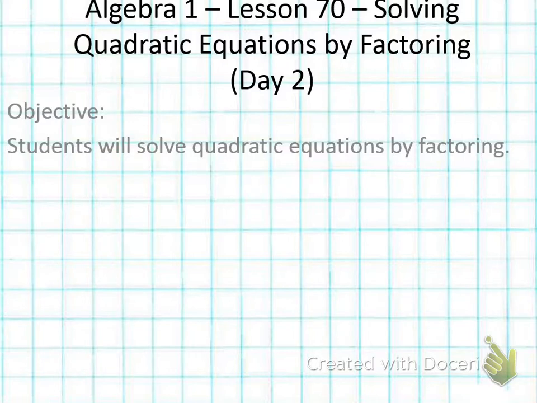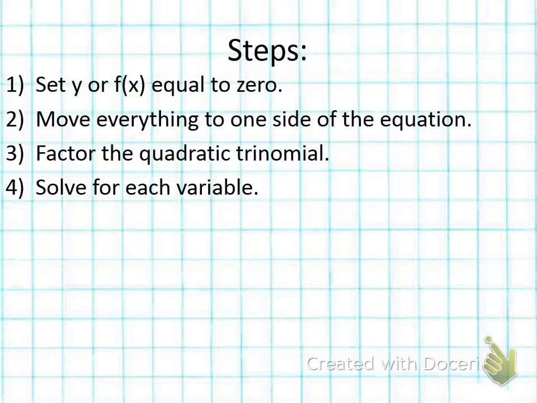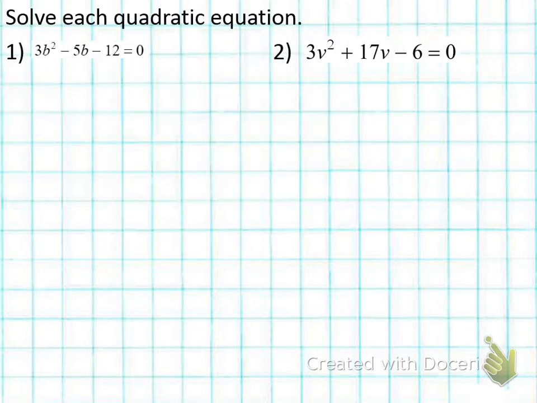The second concept that I wanted to talk about from yesterday is when we see the word solve. Solve means find the answer to the variable. Remember that? Okay, so we're continuing on. Same steps as yesterday. Set y or f of x equal to 0. Move everything to one side of the equation. Factor the quadratic trinomial and solve for each variable. Okay? So numbers 1 and 2.